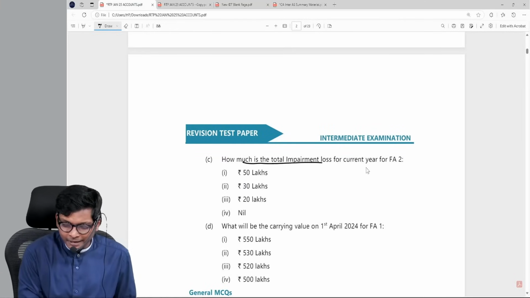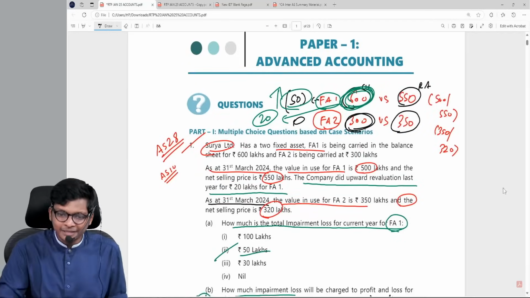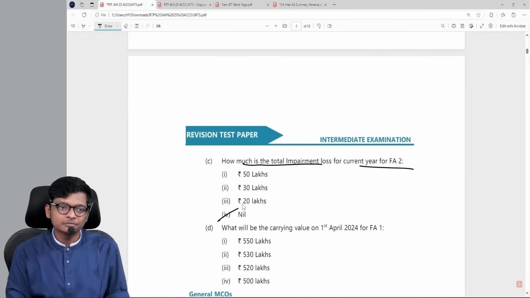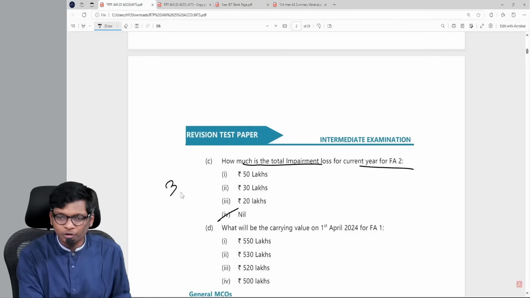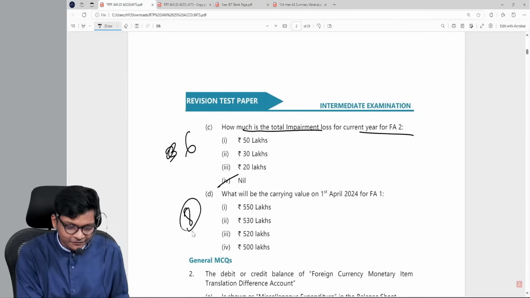What is the total impairment for FA2? Just now we saw, for FA2 it is 0. Answer is nil. Either you will get 3 out of 3, or if each MCQ is 2 marks, 6 marks. No, sorry, 8 marks. We'll finish the fourth one now.